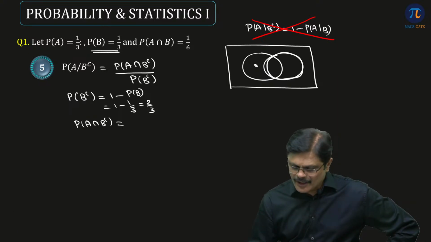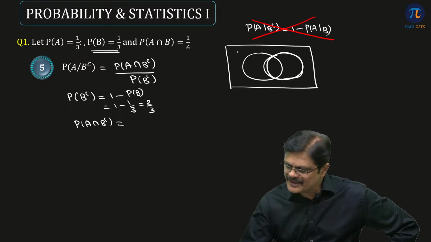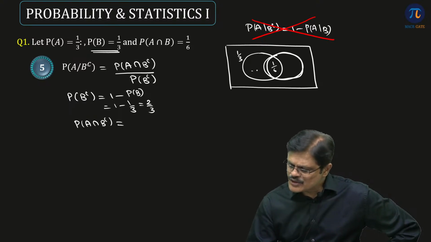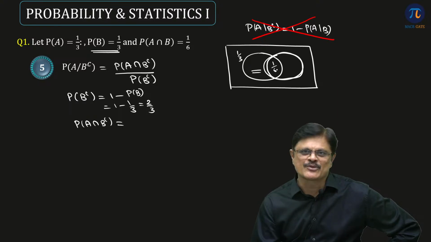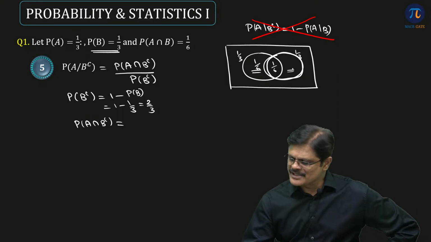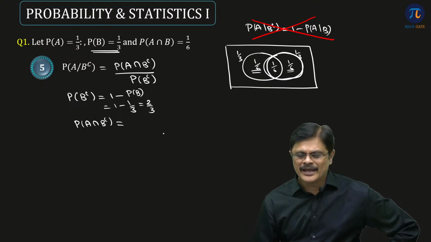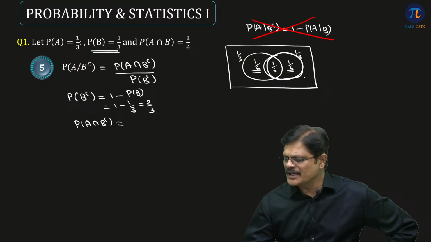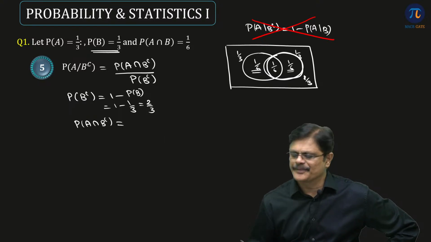Because you know probability of A is 1 by 3, then probability of A intersection B is 1 by 6. So what is this portion? 1 by 3 minus 1 by 6. 1 by 3 minus 1 by 6 is how much, sir? 1 by 6. Similarly, this is 1 by 3. So what is this portion? 1 by 3 minus 1 by 6, that is 1 by 6. So this inner portion is 2 by 3, then outer portion is 1 by 3.